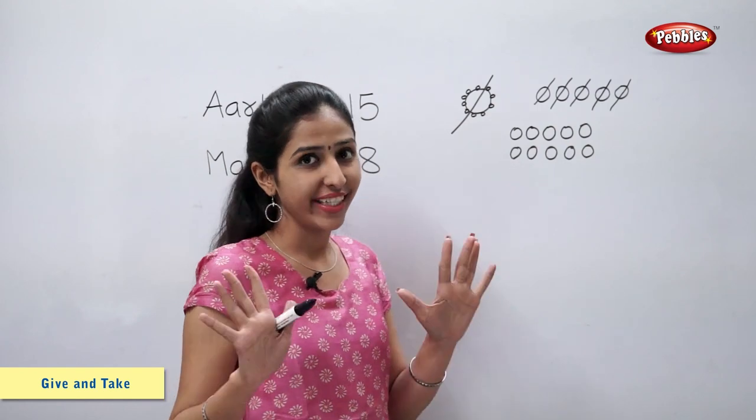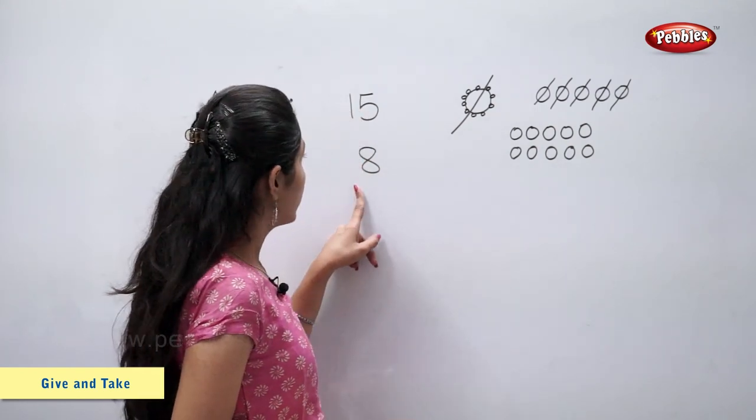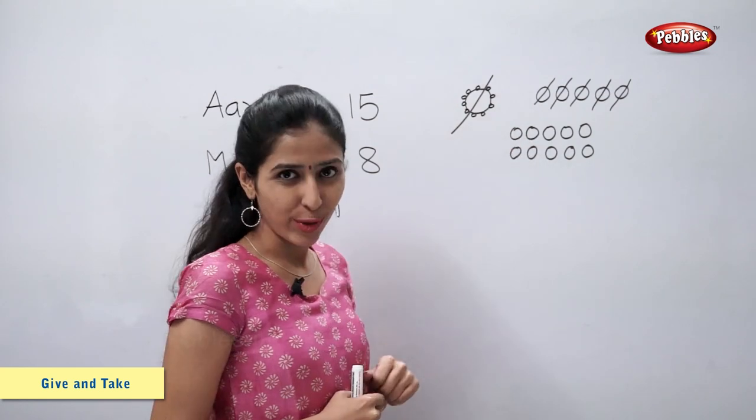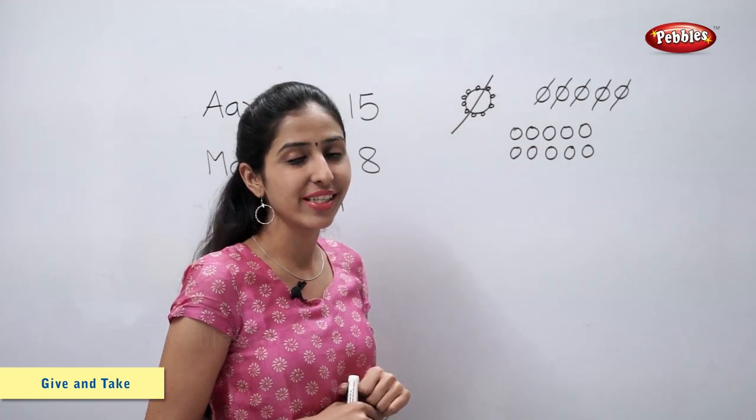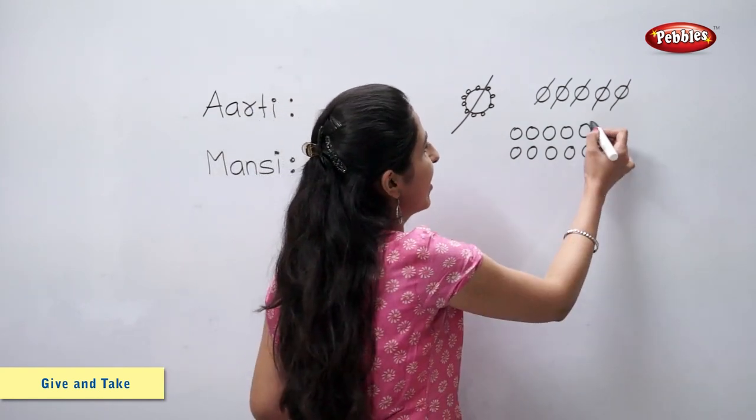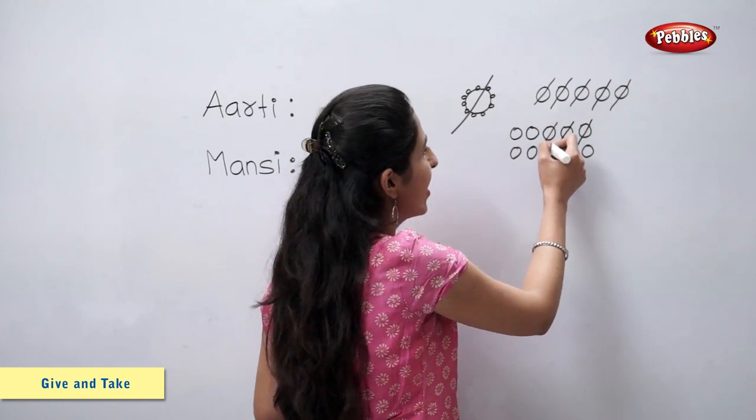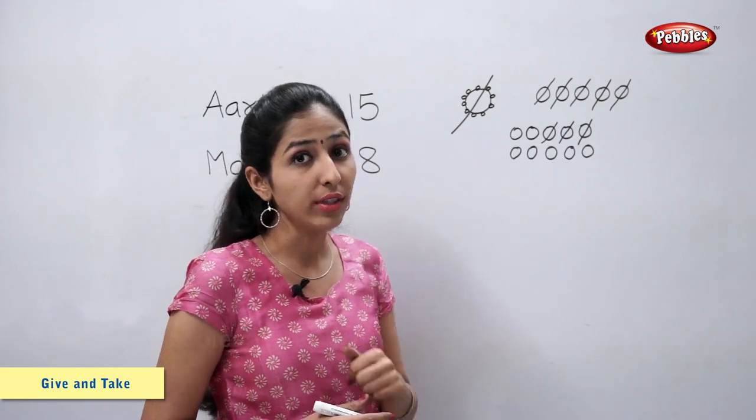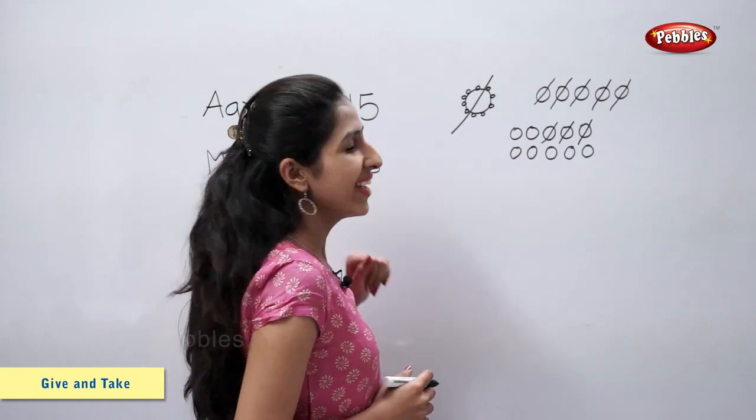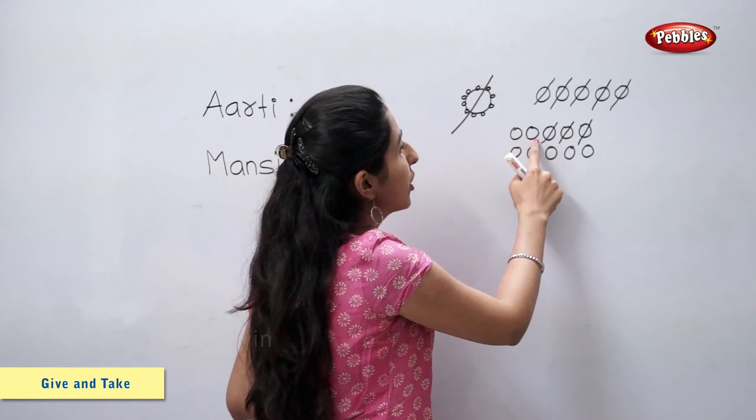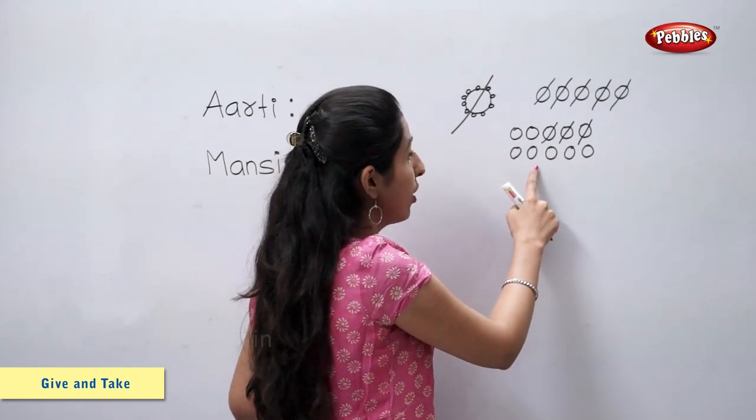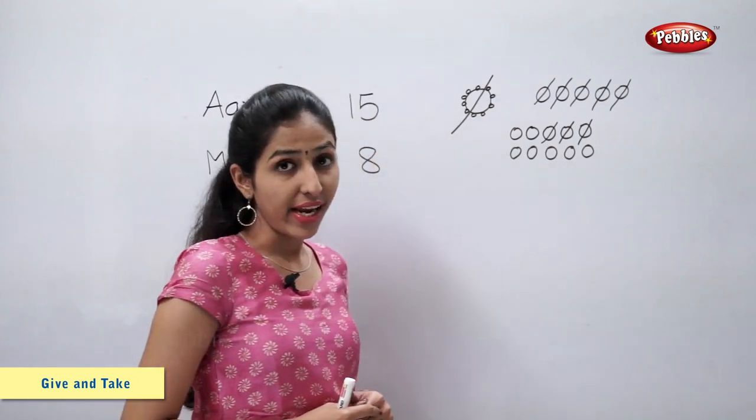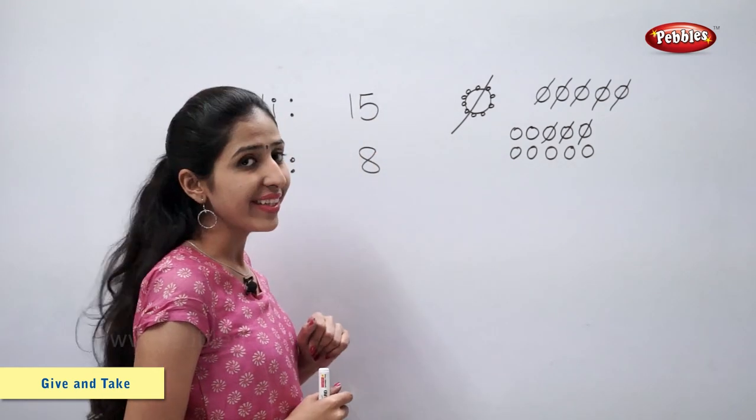Now, we have 10 loose pearls. We have to give Mansi 8 loose pearls. We have already given her 5 loose pearls. So now, we have to give her 3 more loose pearls. So let's take away 3 pearls. 1, 2 and 3. So now, we have given 8 pearls to Mansi. Let's count how many pearls are now left with Aarti. 1, 2, 3, 4, 5, 6 and 7.